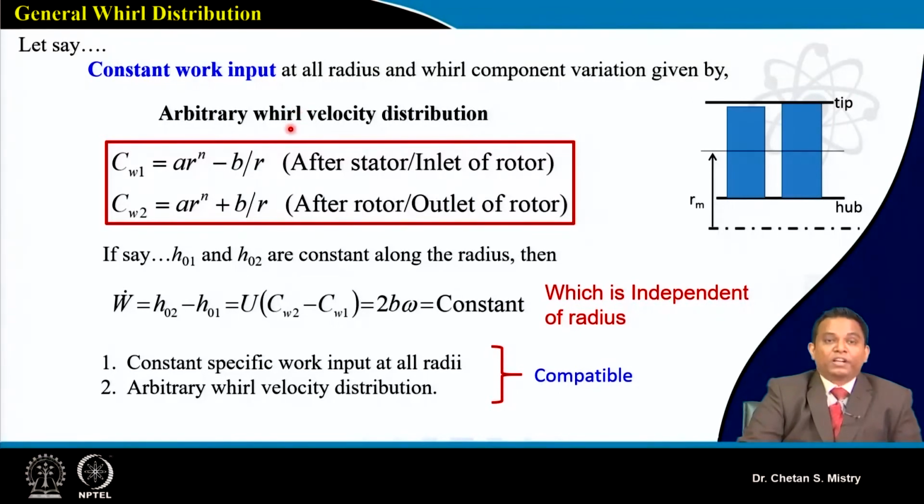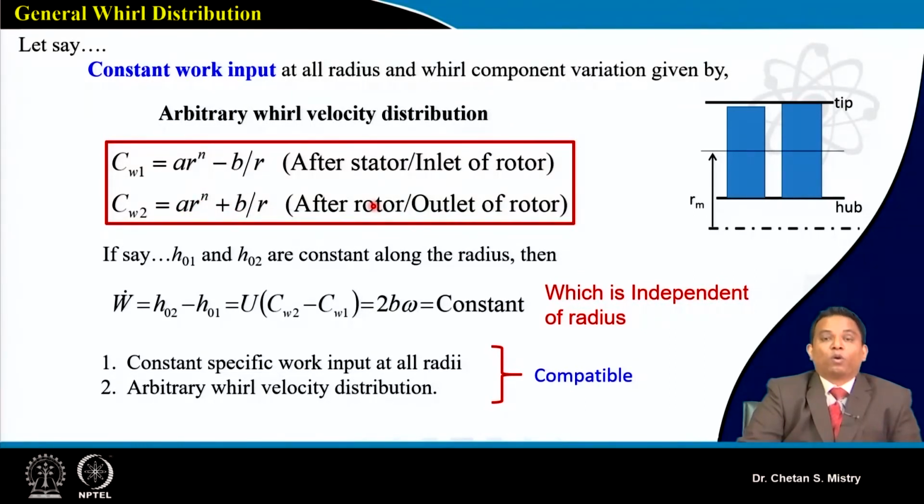Okay, this arbitrary whirl velocity distribution we are writing as after the stator, or at the entry of my rotor. Just do not get confused. The meaning of after stator is, suppose I have the first stage, the exit of my stator will be the entry of my rotor for the next stage. That is given by Cw1 = A r^n - B/r, and my Cw2 we can write as A r^n + B/r.